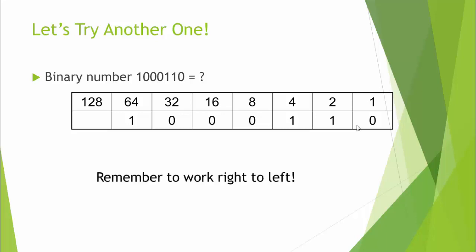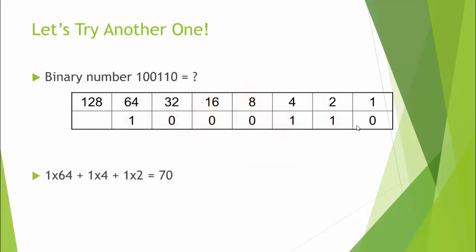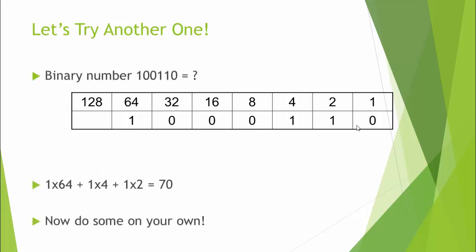Let's see. Oh, but a quick reminder. Work right to left because the number of digits can be different. Okay, 1 times 64 plus 1 times 4 plus 1 times 2 equals, hey, I was right, 70. Awesome. Okay, you've got a worksheet. You can go ahead and work on some of those binary to decimal conversions on your own.